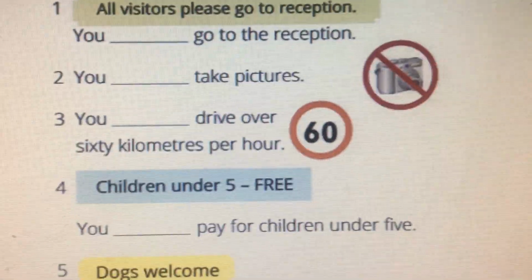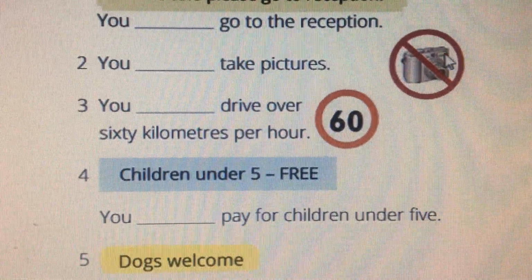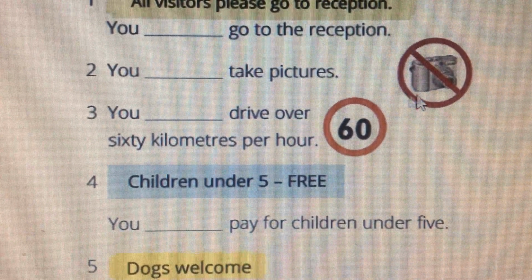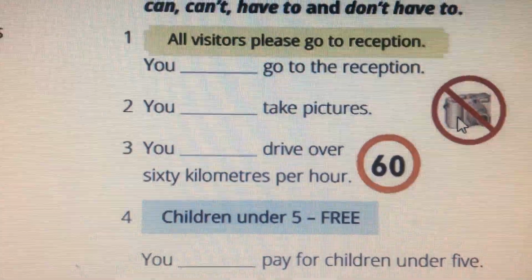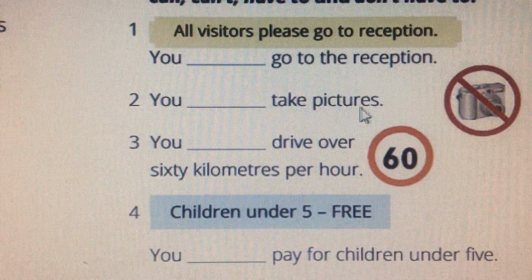This one you have to look at the signs. See these signs here? This one is like a picture of a camera and a no sign. So what do you think that means? No pictures. So you can't take pictures.